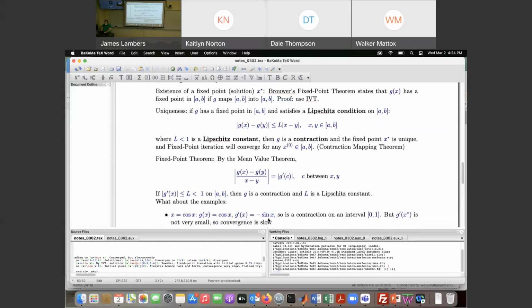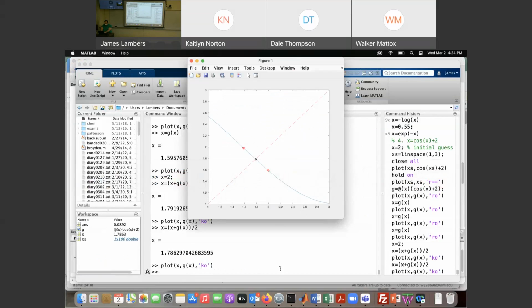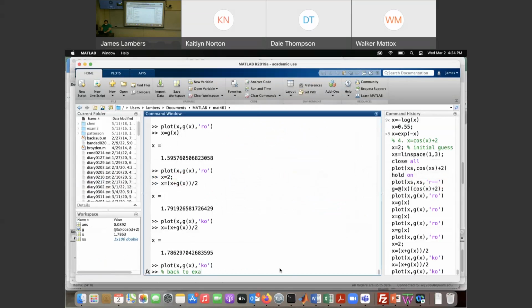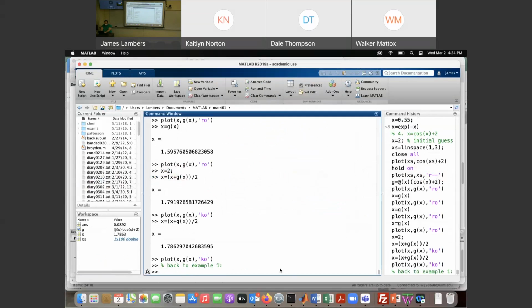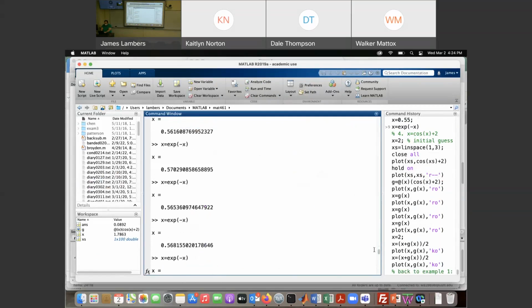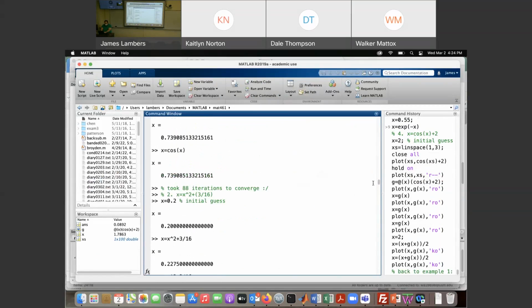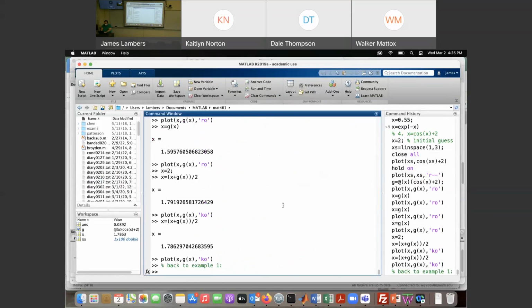So sine is going to be between minus 1 and 1. It's strictly less than 1 on the interval 0 to 1. So we do know it's a contraction. But if we investigate that, the fixed point that I got before was this value. So I'll go ahead and substitute that into the derivative. So the derivative is minus sine of the fixed point.